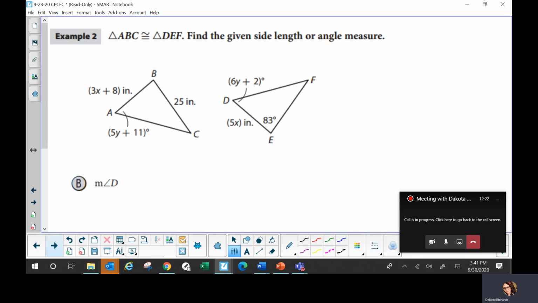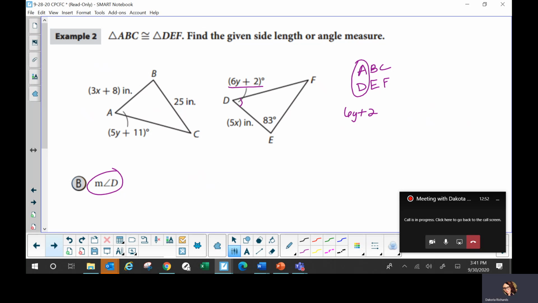And sometimes you're going to be looking at angle measures as well. So on this example, we're trying to find the measure of angle D. Again, do my little trick. ABC is congruent to DEF. Trying to find the measure of angle D. Angle D corresponds with angle A. Okay, so angle D would be here, which is 6y plus 2.